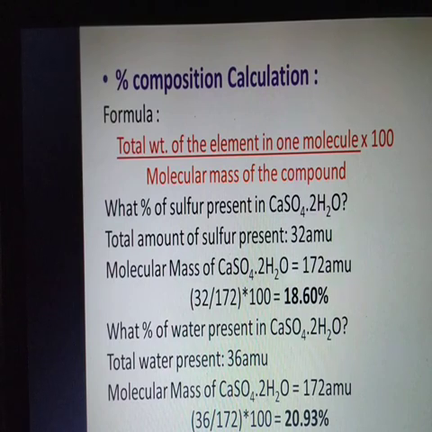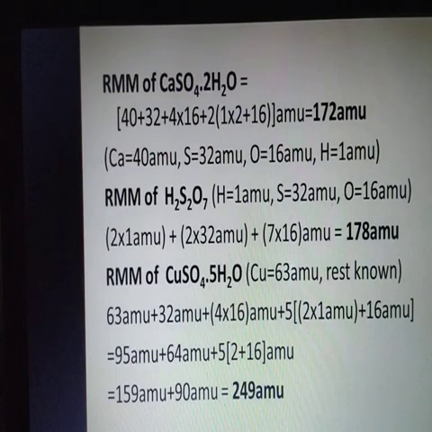Now a very important thing is called percentage composition calculation. That means if, for example, we are facing H2S2O7 or copper sulfate 5H2O or CaSO4.2H2O, and the question is what percentage of sulfur is present in CaSO4.2H2O, or what percentage of sulfur is present in oleum or H2S2O7, how can we say what percentage is present?